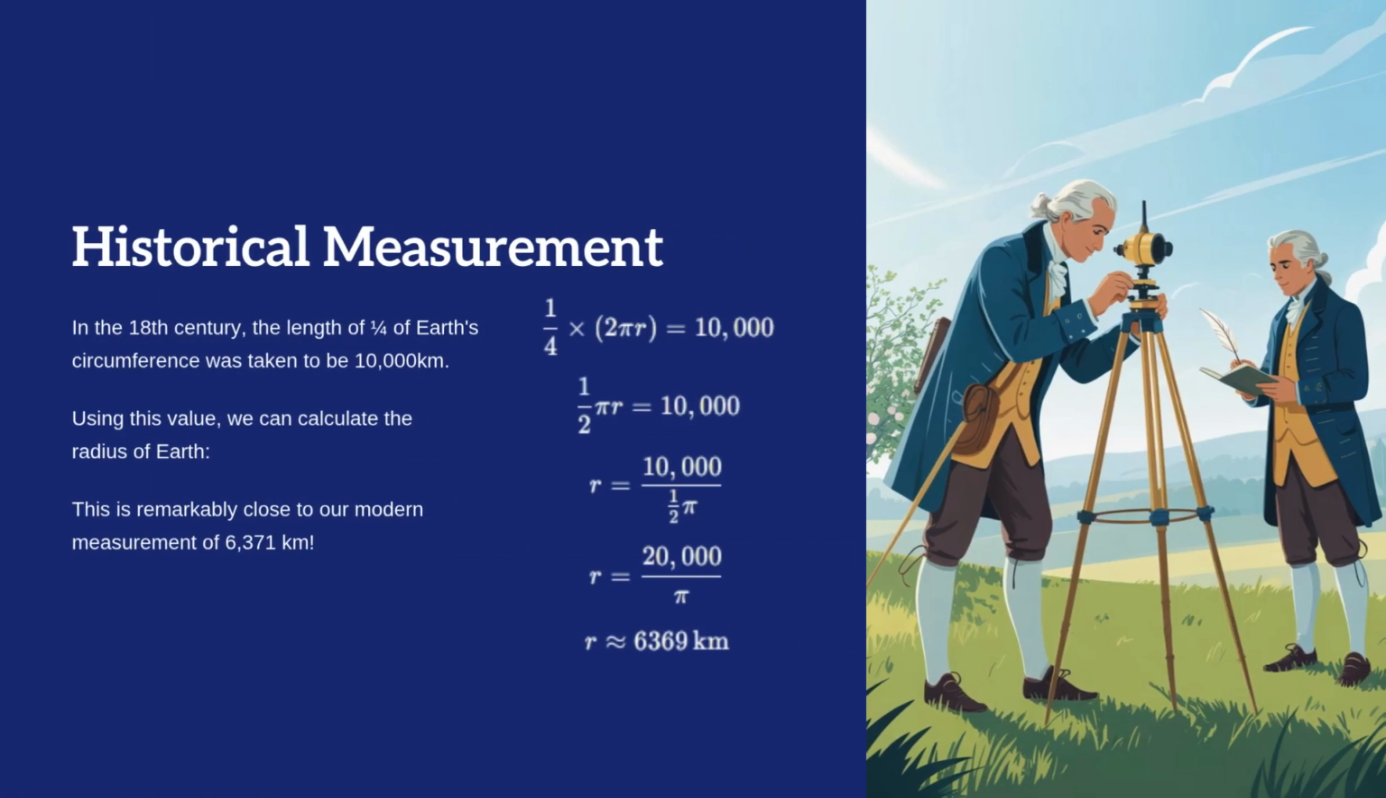Historical measurement. In the 18th century, the length of 1/4 of Earth's circumference was taken to be 10,000 kilometers. The circumference of a full circle is 2 times pi times the radius. Therefore, 1/4 of the circumference equals 1/2 times pi times the radius. So, 10,000 kilometers equals 1/2 times pi times the radius. Solving for the radius gives radius equals 10,000 divided by 1/2 pi. That equals 10,000 times 2 divided by pi, which is about 6,369 kilometers. This is remarkably close to our modern measurement of 6,371 kilometers.